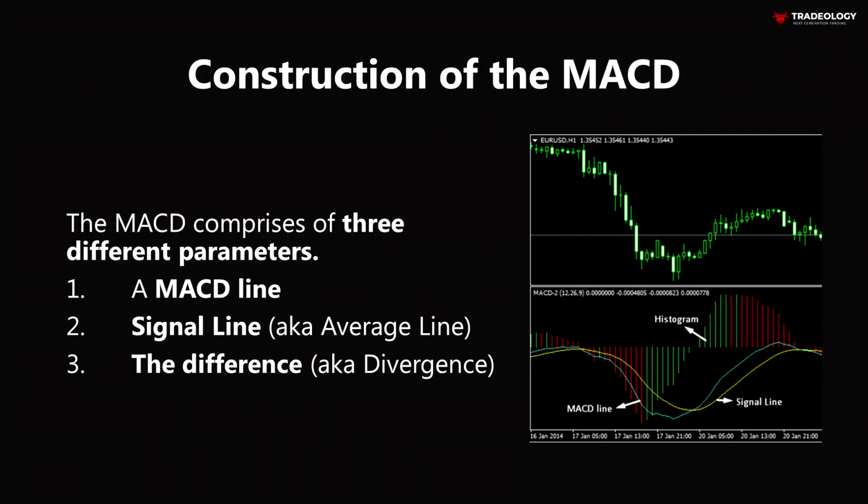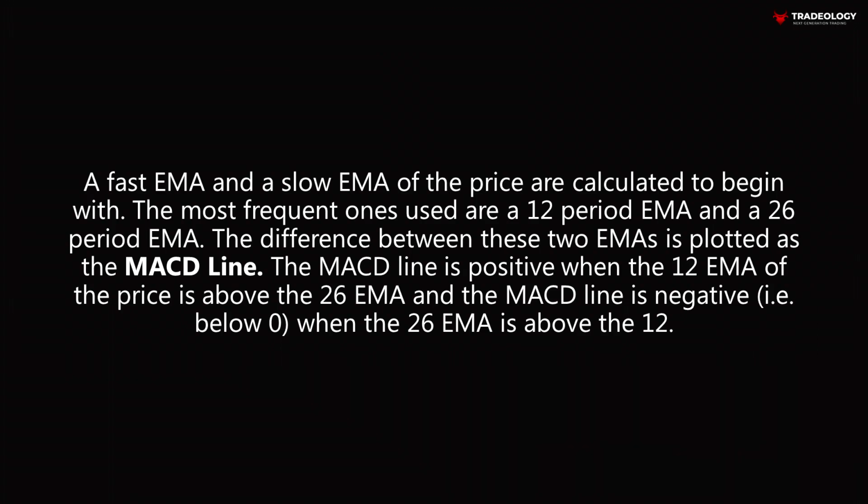Now, let's have a look at the construction of the MACD. It's comprised of three different parameters: a MACD line, a signal line or average line, and the difference or divergence. Now, a fast EMA and a slow EMA of the price are calculated to begin with. The most frequent ones used are the 12-period EMA and the 26-period EMA. The difference between these two EMAs is plotted as the MACD line. The MACD line is positive when the 12 EMA of the price is above the 26 EMA, and the MACD line is negative, or below 0, when the 26 EMA is above the 12.